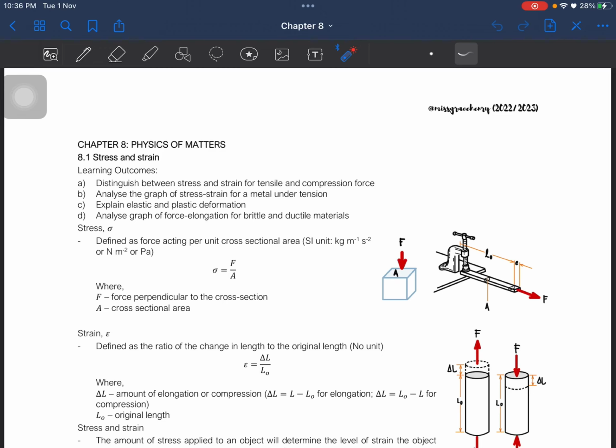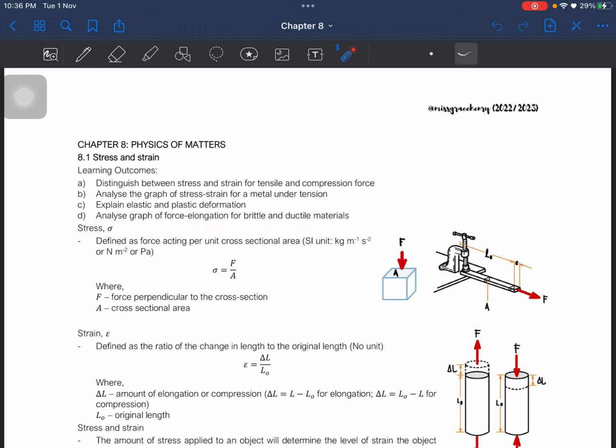So the first subtopic is on stress and strain. So in this subtopic, you have to be able to distinguish between stress and strain for tensile and compression force. Next, you have to be able to analyze the graph of stress against strain for a metal under tension, explain elastic and plastic deformation, and lastly, you have to analyze the graph of force against elongation, ataupun sometimes it is called as extension, for brittle and ductile materials.